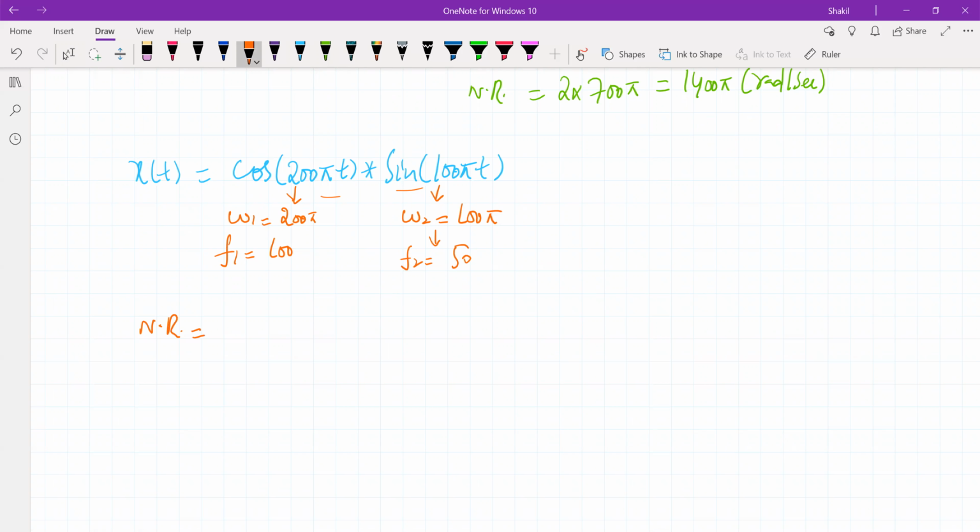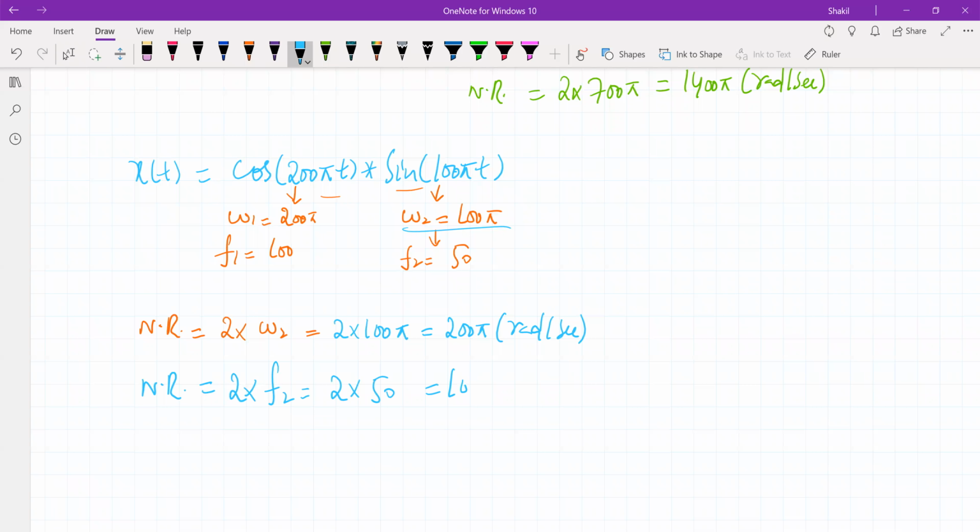To compute the Nyquist rate, you will use the minimum frequency. The minimum is 100 pi, so it will be 2 into 100 pi, which is 200 pi radians per second. In the same way, you can compute the Nyquist rate in hertz: 2 multiplied by 50 is 100 hertz. This is how we compute the Nyquist rate in radians and in hertz.